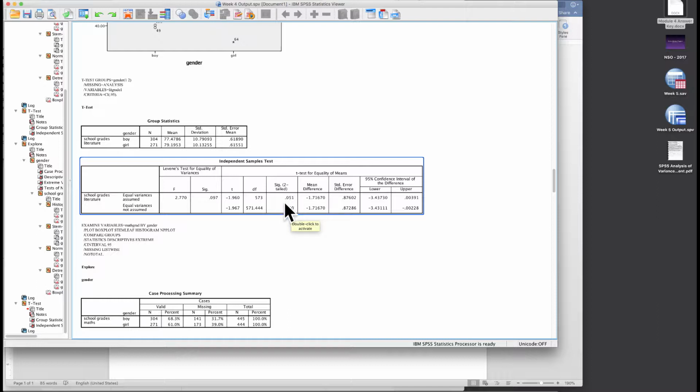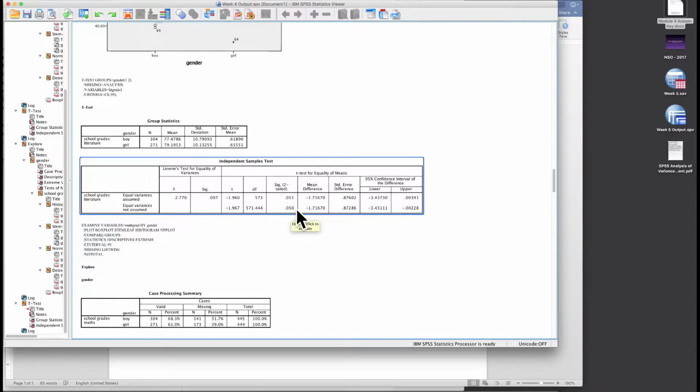In this case, we have 0.051 as our significance value, our p-value for the top row. On the bottom row, it's off by 1/1000th. But let's say it was 0.049. Okay, that would be very interesting, wouldn't it? Because in one row, it's not significant. In the other row, it is.